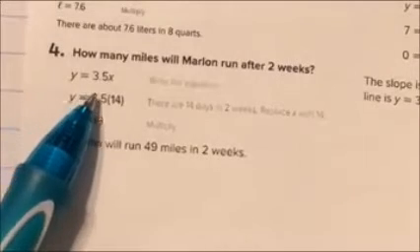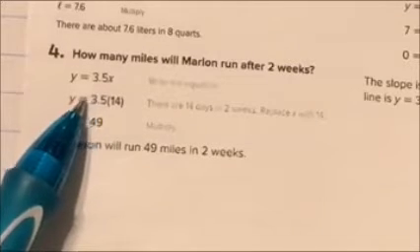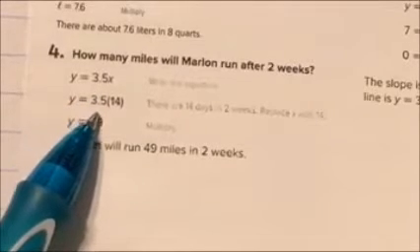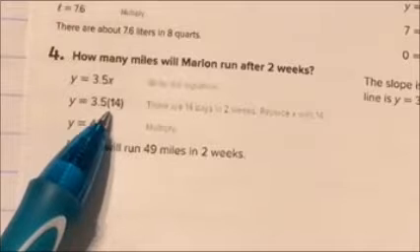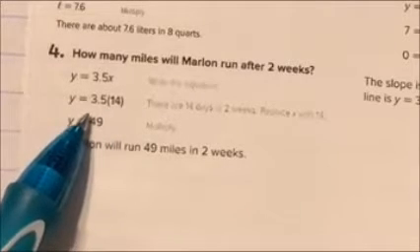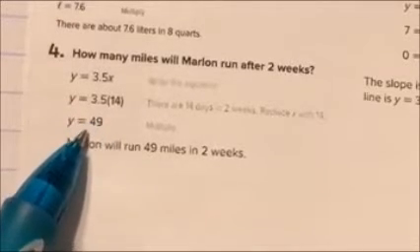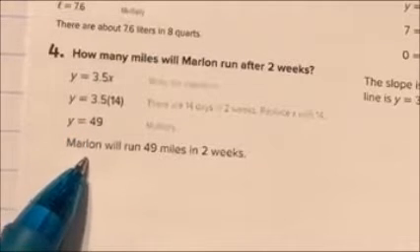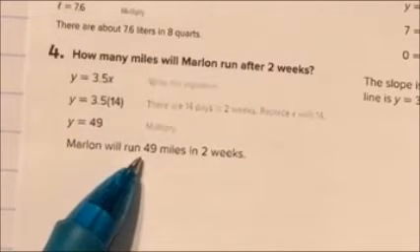So I have y equals 3.5x. So y equals 3.5 times 14. There are 14 days in 2 weeks. So 3.5 times 14 equals 49. So Marion will run 49 miles in 2 weeks.